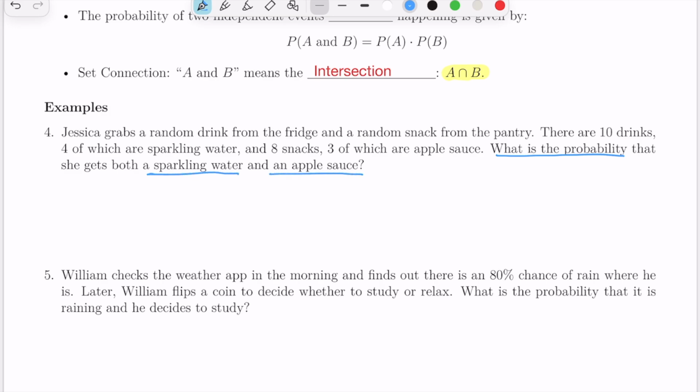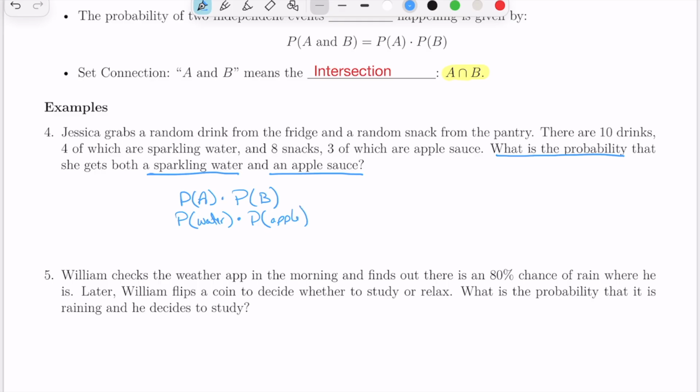Now, with this problem, notice that it's set up so that we're selecting from 2 different areas. We're selecting from the fridge and from the pantry. That means that whatever we pull from the fridge is not going to affect the likelihood of getting an applesauce from the pantry because they're separate. Whatever happens in one has no impact on the other. So we're going to use our formula, which is just the probability of A times the probability of B. And in this case, we want the probability of sparkling water. So I'll just write probability of water, and we're going to multiply that with the probability of applesauce. I'll just write apple.